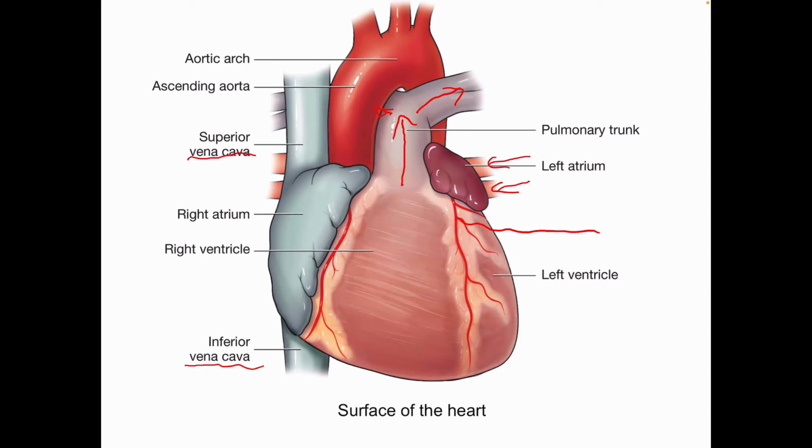Finally, the aorta is the body's main artery, and it leaves the left ventricle and takes blood through to the rest of the body. And you can even see up here some of the first branches of the aorta taking blood to the head and the arms.